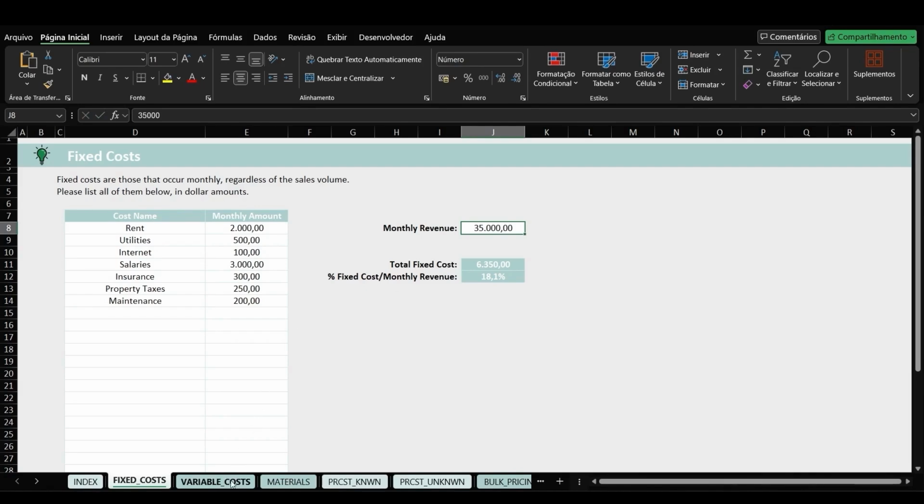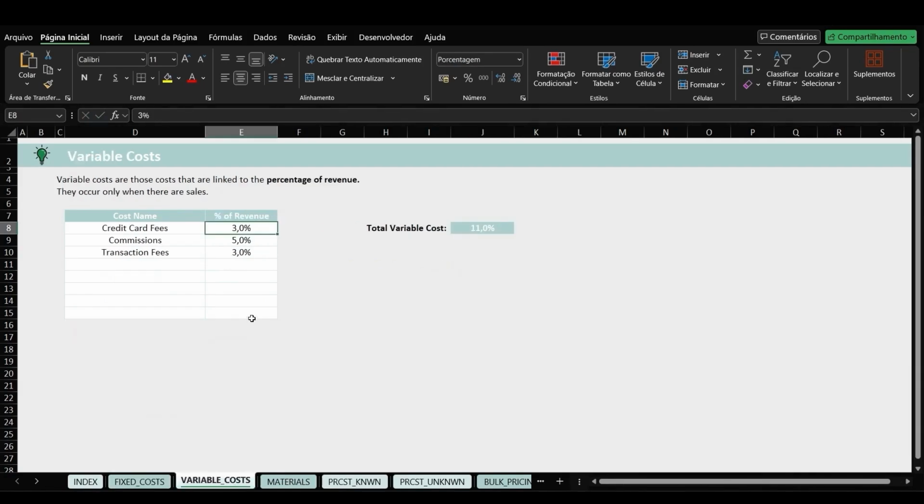After the fixed costs, we move on to the variable costs, which, as the name suggests, and unlike fixed costs, are costs that will vary depending on how much you sell. For example, if you have transaction fees, you lose 3% per sale. Consider this amount and input it in this tab. Reflect on any variable cost as a percentage of the selling price and list the cost name with its percentage. After inputting all, the spreadsheet calculates the total percentage.